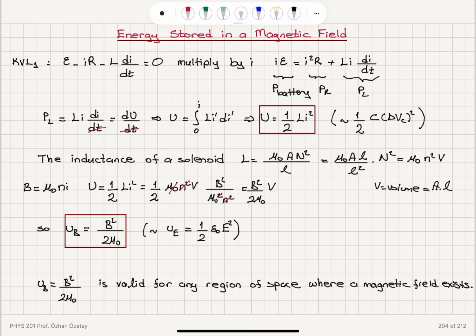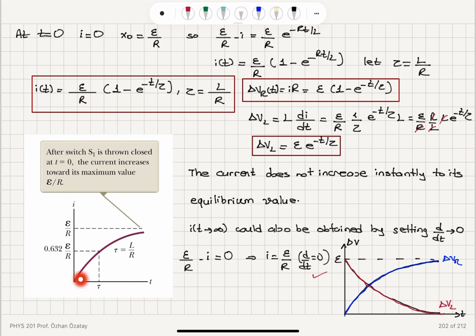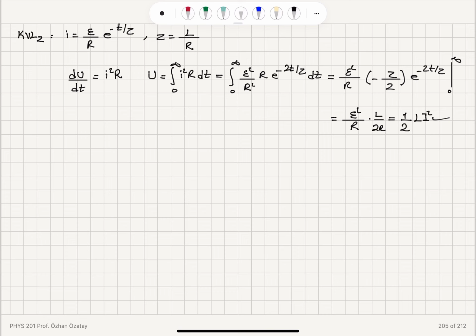So this, remember, is the steady state current in the first case. It was epsilon over R. So that steady state current, which I denote by capital I, gives 1 over 2 Li squared. So this was the energy stored in the inductor, which gets dissipated in the resistor as I square R. And you can see that there's a transformation. This energy is basically taken from one circuit element to another circuit element and dissipated in the resistor.